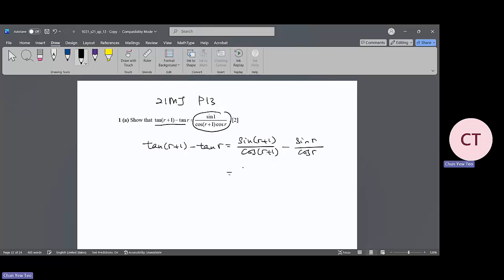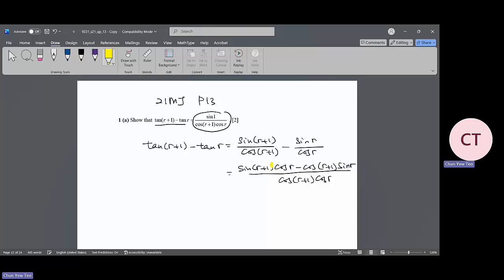So you just combine them into one fraction, then you will get sin(r+1) cos r minus cos(r+1) sin r, divided by cos(r+1) cos r. Okay, so this is what you're supposed to have.